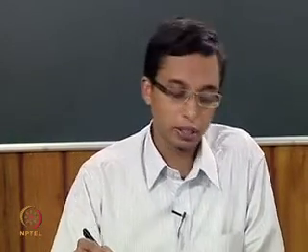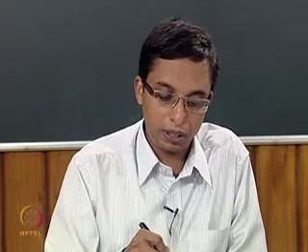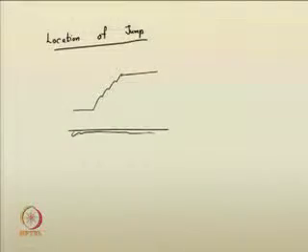Next, we are going to discuss the location of the jump. We know that the hydraulic jump occurs from a supercritical flow to a subcritical flow. This we have seen from the last few classes onwards. This is the process of hydraulic jump.